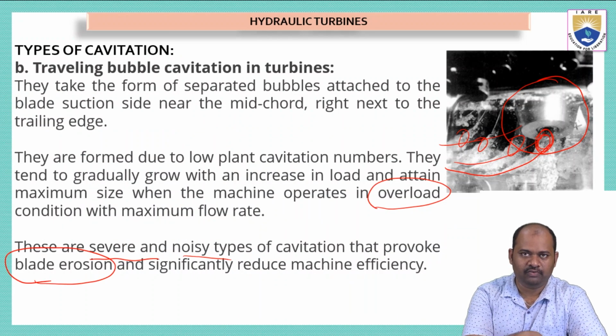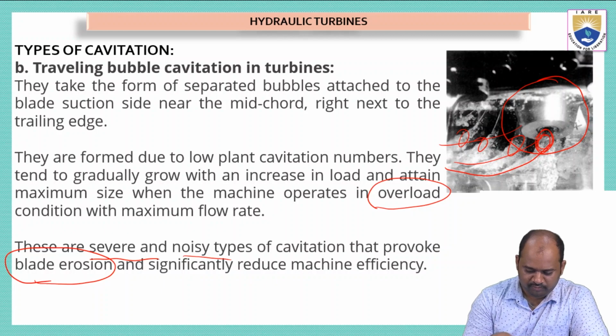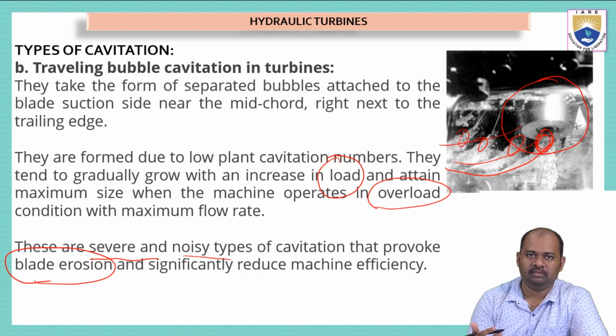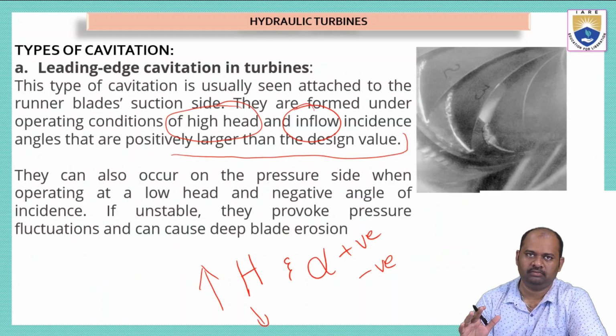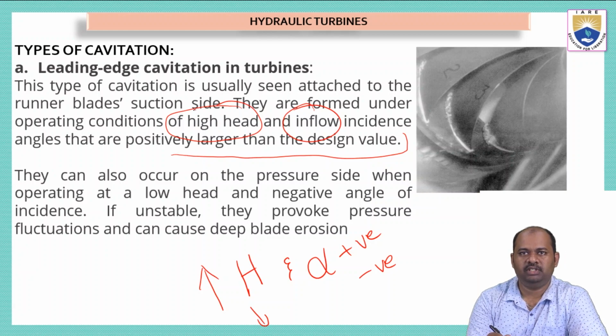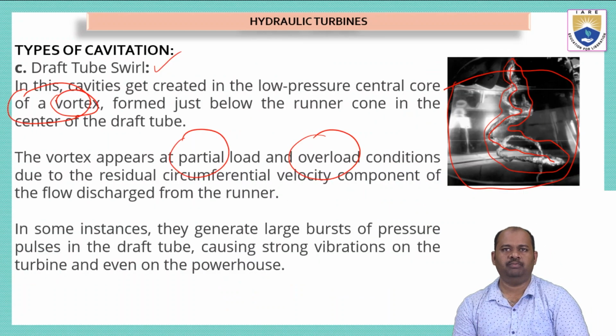When we go to the second type of cavitation, traveling bubble cavitation, this is seen due to an increase in the load. Due to the increase in load on the turbine, we can see the formation of this kind of bubbles. These bubbles travel along the vanes and collapse. So the machine should not be overloaded, so that it runs at the optimum designed pressure and optimum designed RPM. Leading edge cavitation is seen when there is a high head and the incidence angle is positive or negative. We have to maintain this at the optimum value so that they may not cause any type of cavitation.